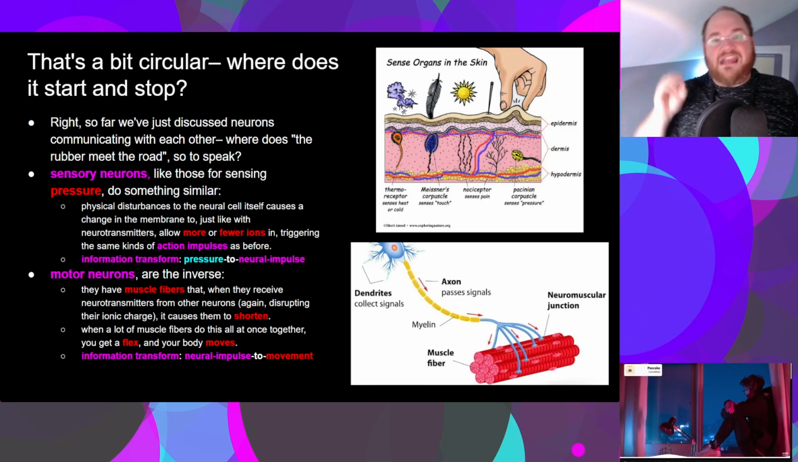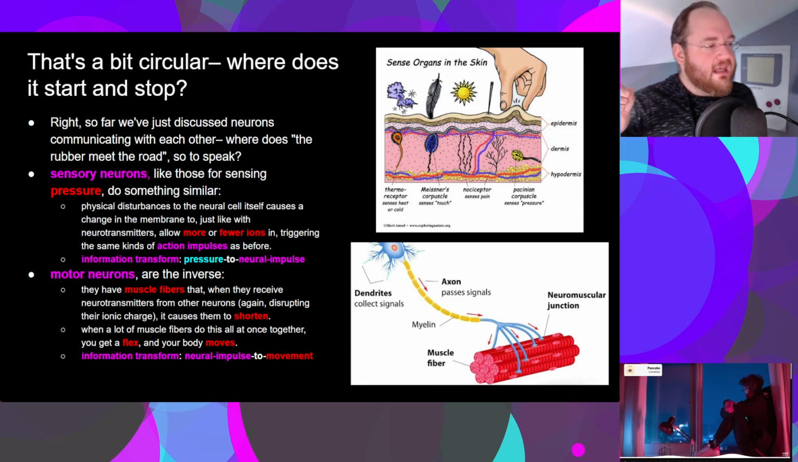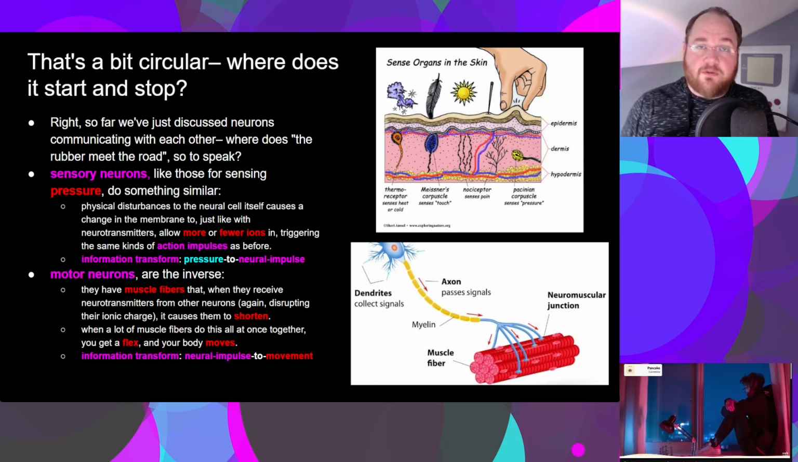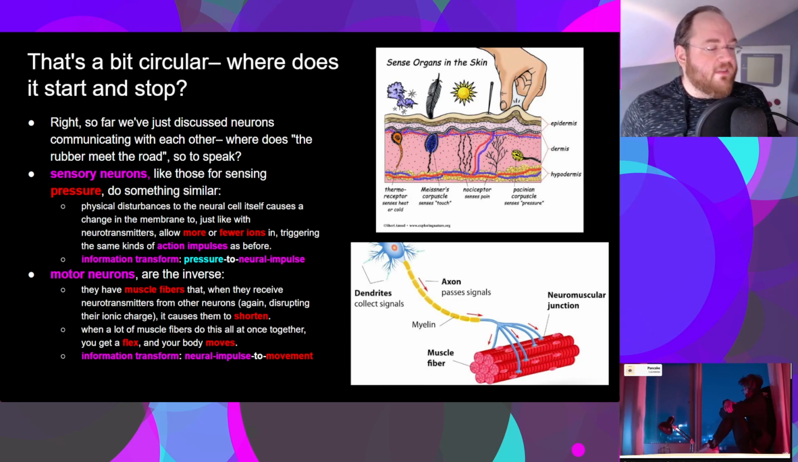So that's how we get into neuron space, right? This is the pressure to neural impulse transform. Then we also have motor neurons. This is how things get out of neuron space. So you have muscle fibers, and when they receive neurotransmitters from other neurons, just like we saw in the first neurons, not just the fibers.